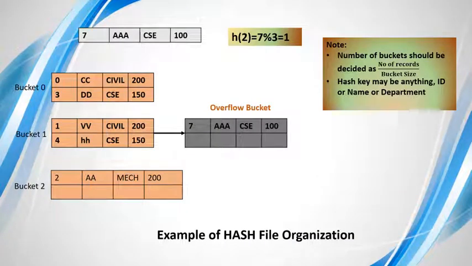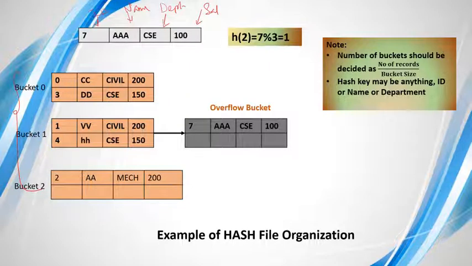Come to this particular example. This is my initial bucket state. Bucket 0 is full, bucket 1 is full, and bucket 2 has one place empty. Now we want to save this record. This record consists of ID, name, department, and salary, for any relation, maybe an employee relation.